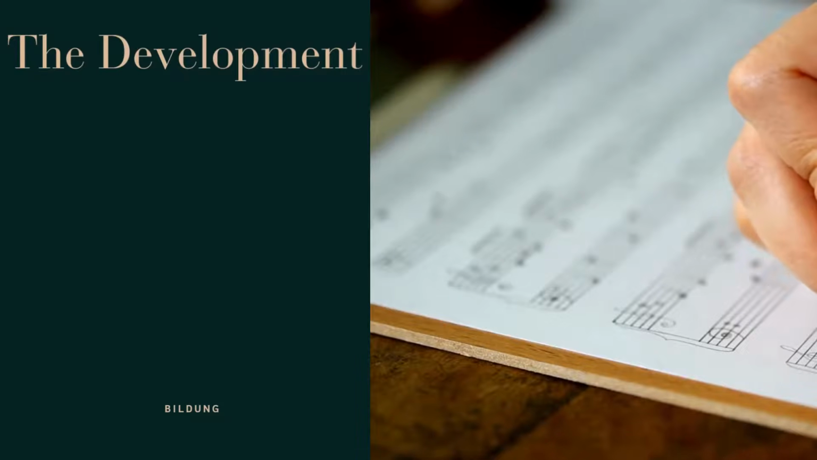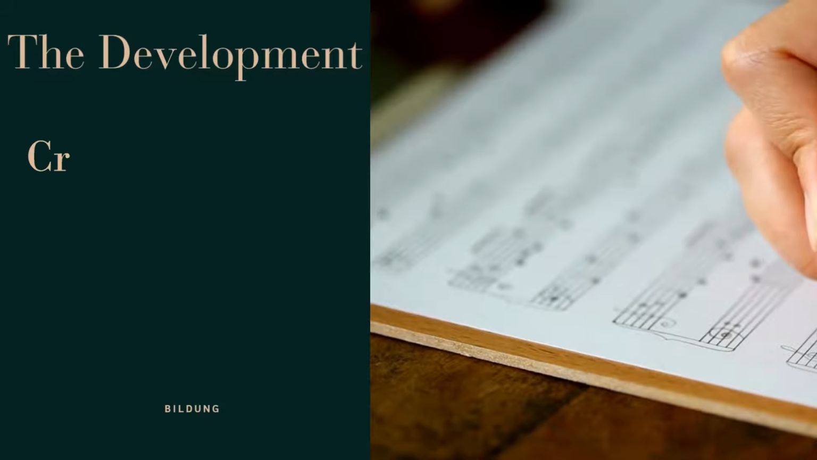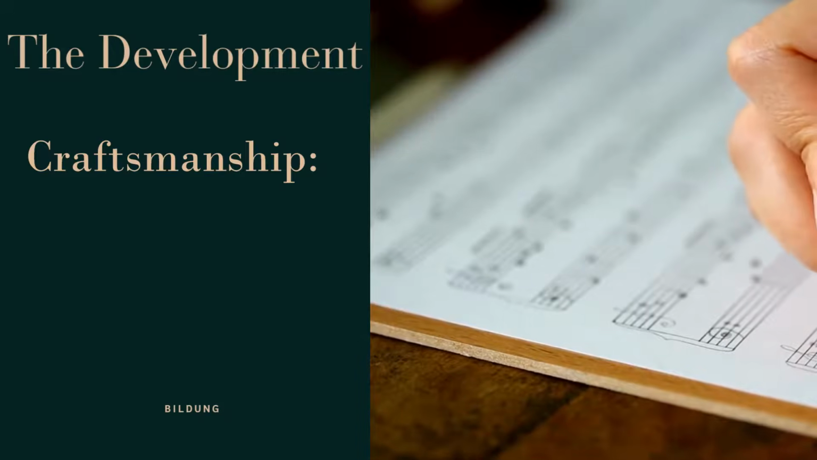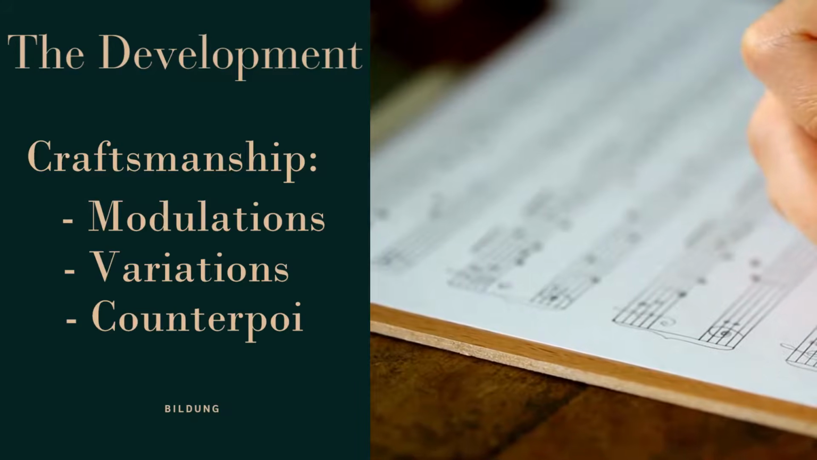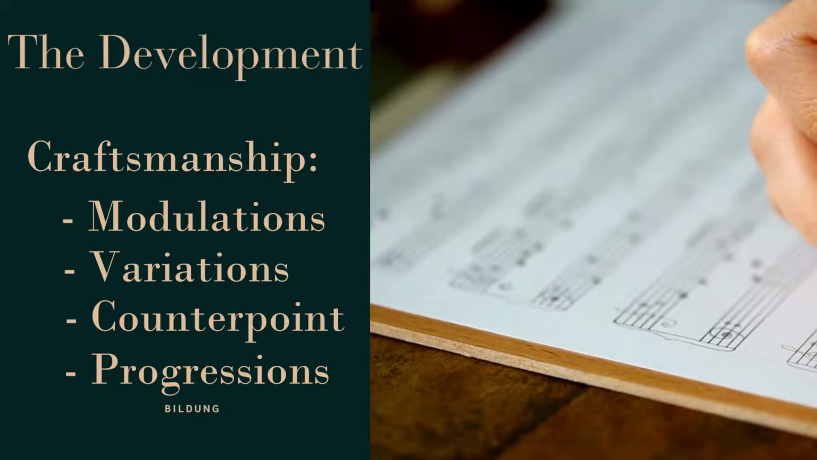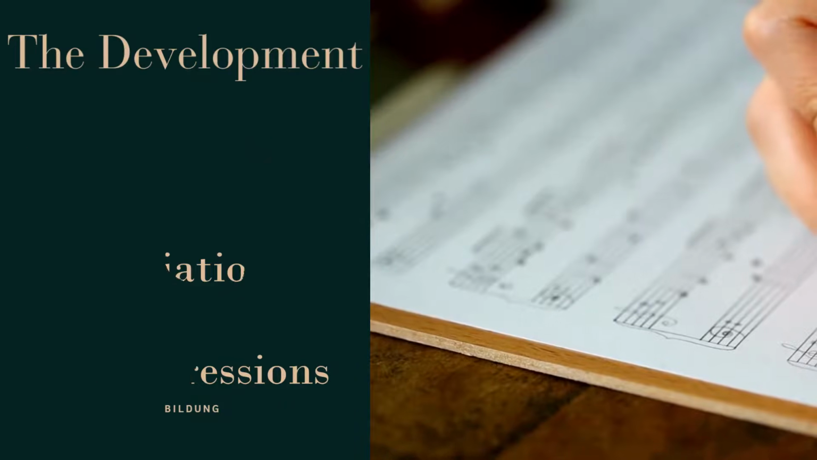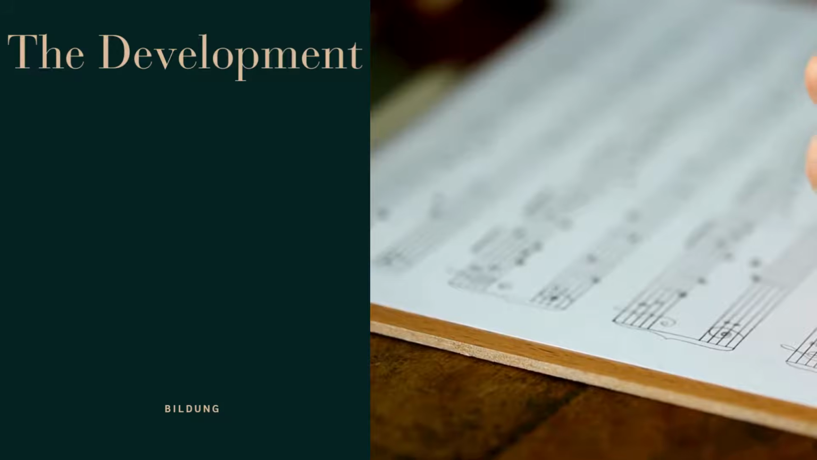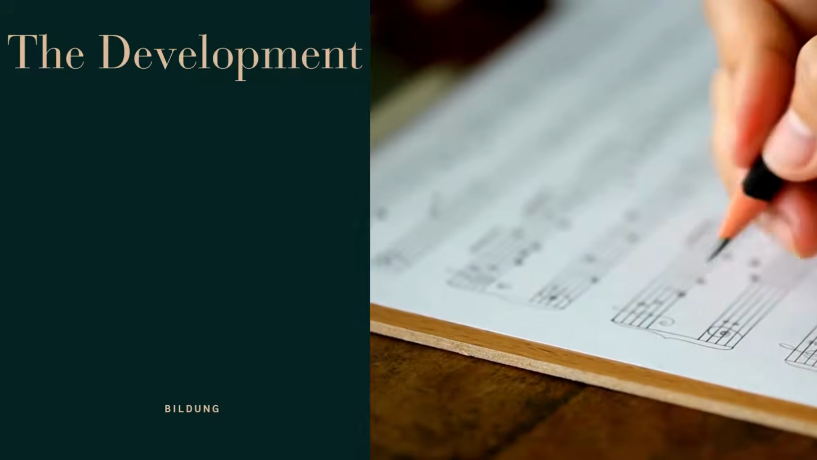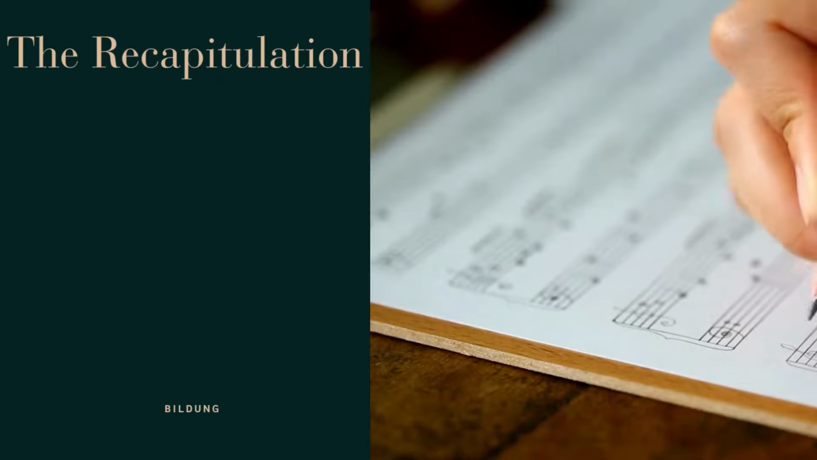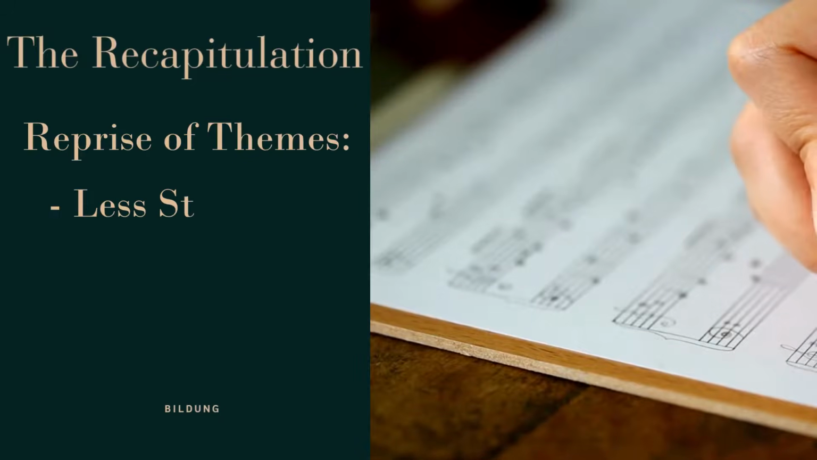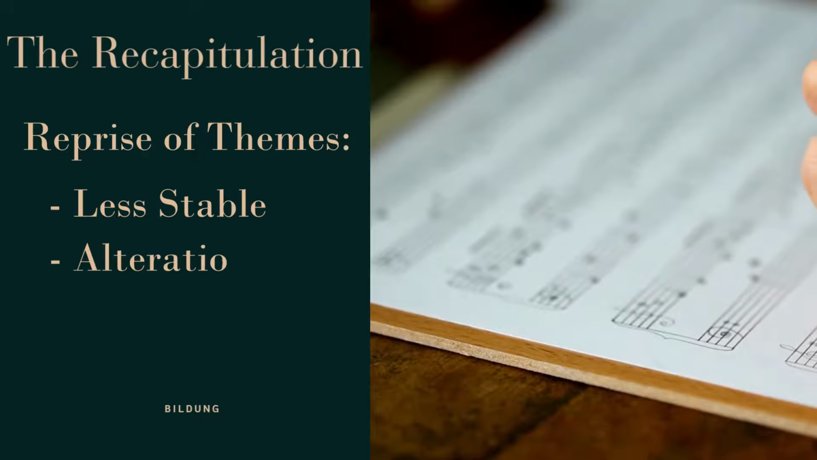Now in the development section, the composer is allowed and encouraged to show his craftsmanship, utilizing the thematic material from the exposition, with modulations, variations, intricate counterpoint, and daring harmonic progressions. This instability is exactly what a development section is all about, whereas the exposition is more stable and well-behaved, so to speak. After the development section, the recapitulation starts, in which the themes return, but less stable and more varied than employed in the exposition.